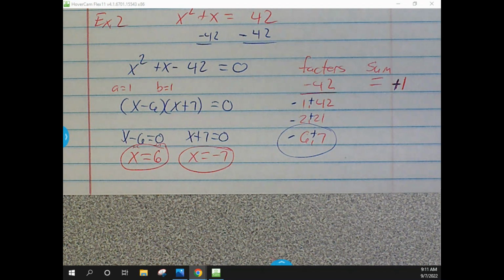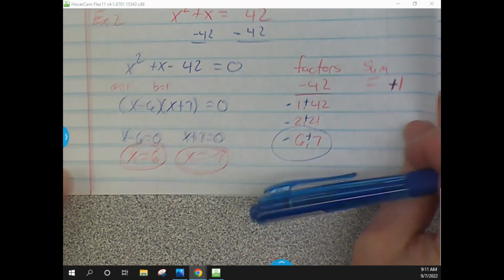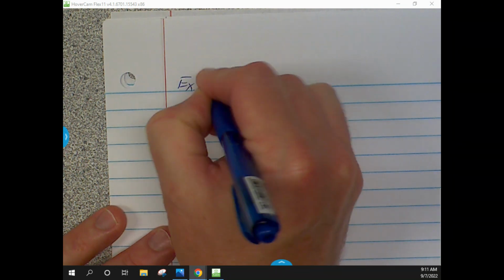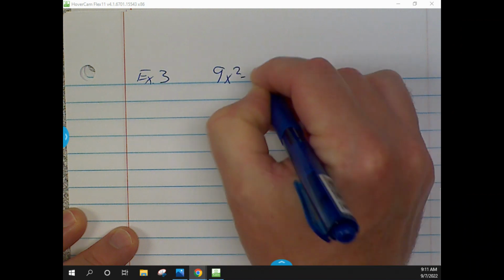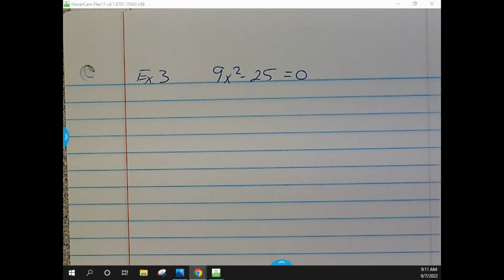All right, everybody okay there? All right, let's crank it up a little bit. Everybody's good on those two. We'll make it a little bit tougher here. Okay, let's go 9x squared minus 25 equals 0.